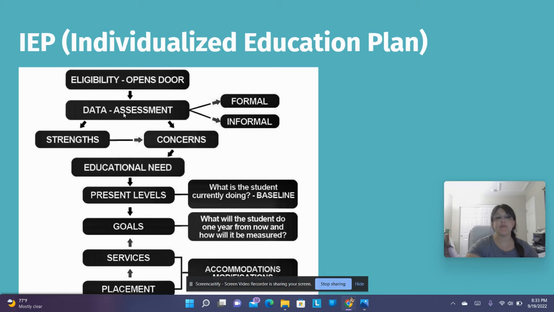This is all done and driven by data. So assessing the students, finding out what their strengths are, finding out what their areas of growth are, and then taking that down into their needs as a student, what they're currently able to do, and really where we want to get them going. And then when we get down to services and placement, that's finally when we are looking at where the student is placed in the classroom and what accommodations and/or modifications do we need to provide those students so that they have that equitable access to the lesson or the learning activity.